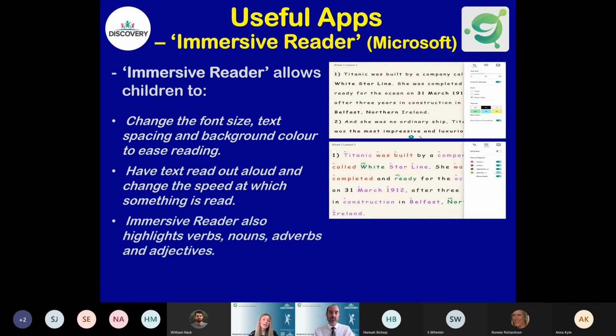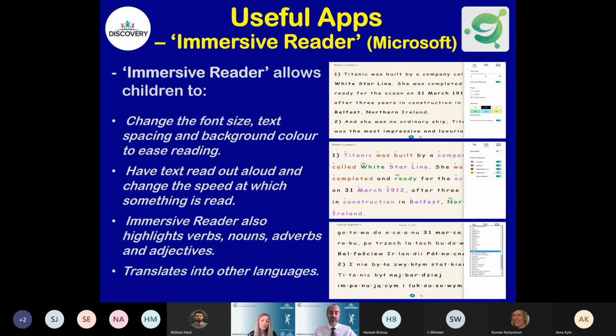There's also an option to have the text read aloud and change the speed at which the text can be read. So you can see at the bottom there's a play button and it will read the text out loud. Thinking about the grammar, there's an option to highlight any verbs, nouns, adverbs or adjectives, and also to break it down into syllables. And it's also fantastic to translate into other languages as well.